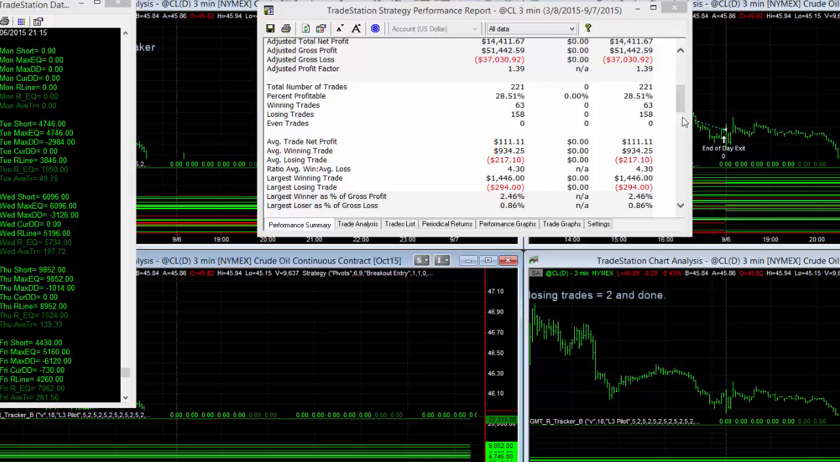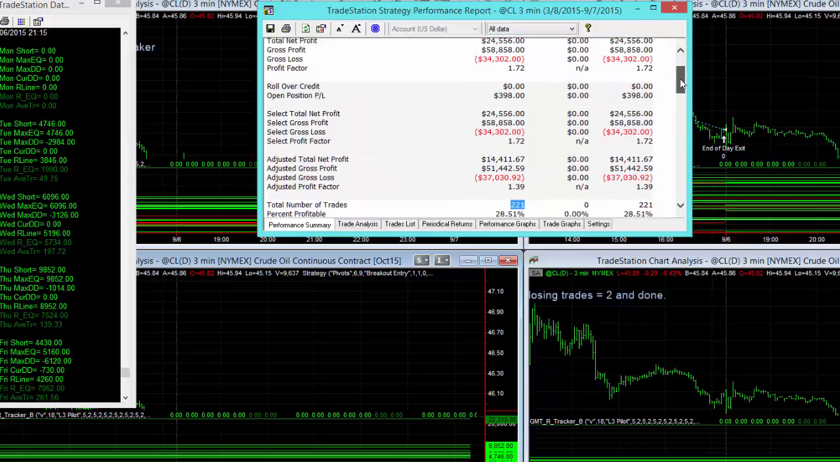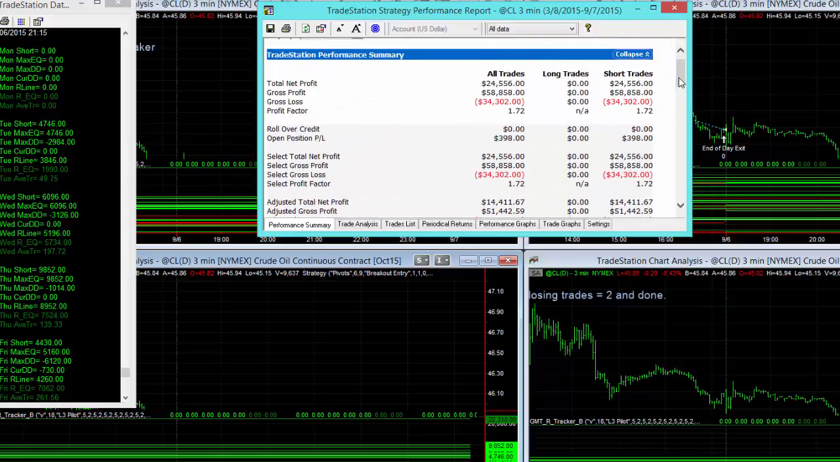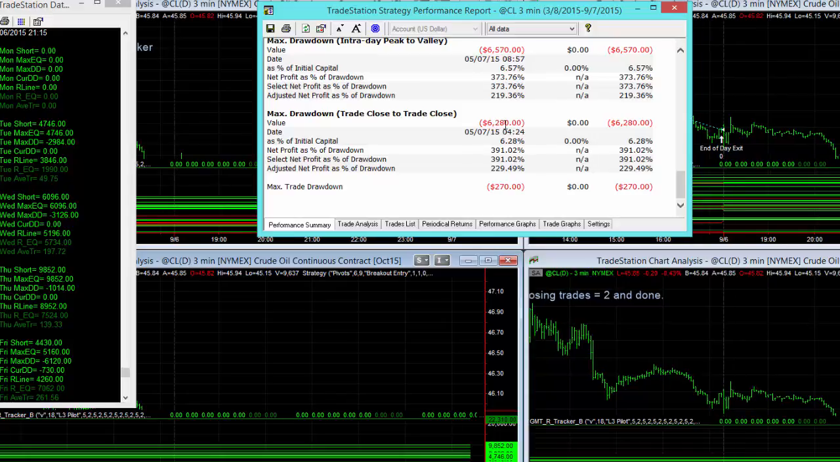We've got our brokerage and commission built in, but interestingly the average trade net profit jumps to a really nice 111. The win rate pushes up to 28.51 from 26.82. The number of trades decreases to 221. Our profit factor jumps up to 1.72 from 1.56, and our actual profit jumps up to 24,556. So all round we're looking better. Let's have a look at the drawdown. Drawdown is at 6,280, so better there again. At the moment, this is looking like a better adjustment just by taking Mondays out.